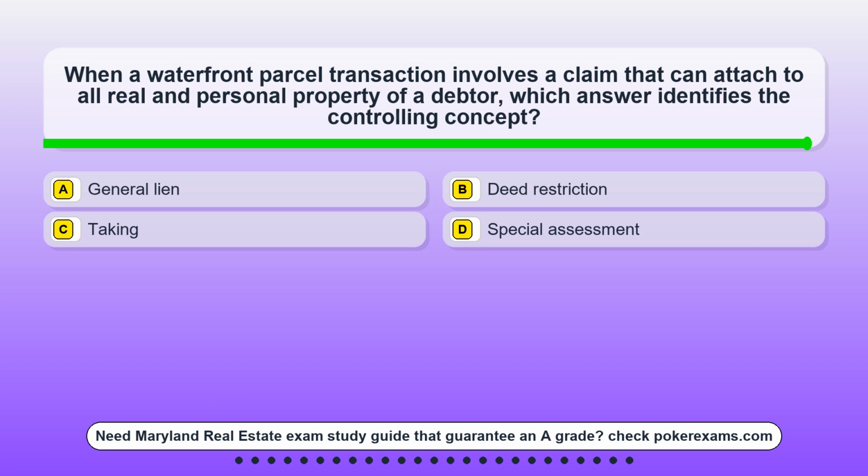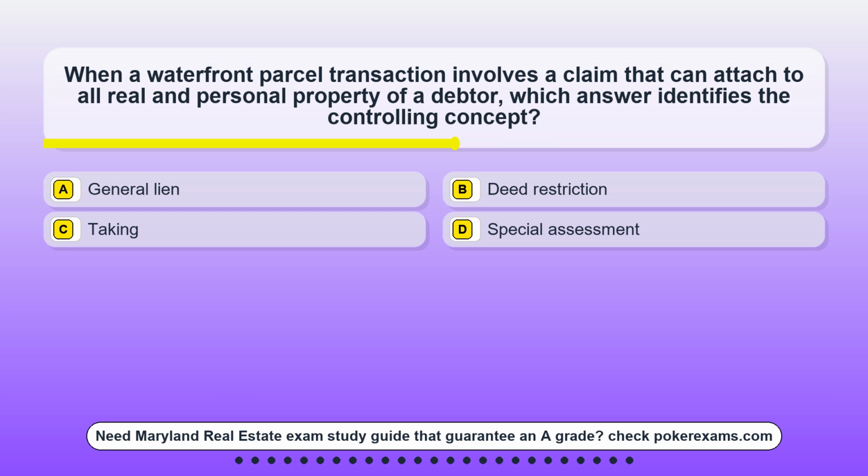Question 18. When a waterfront parcel transaction involves a claim that can attach to all real and personal property of a debtor, which answer identifies the controlling concept? Option A, general lien. Option B, deed restriction. Option C, taking. Option D, special assessment.